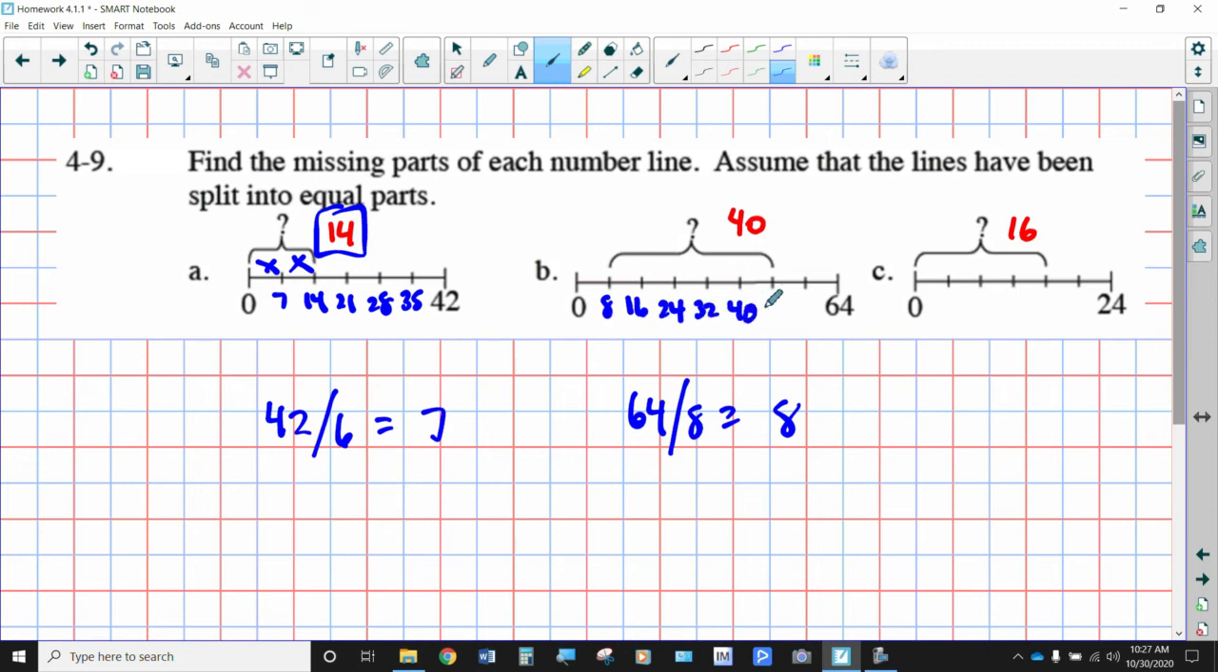32, 40, and then 48. And they think, oh, this stops here, so my answer is 48. But no, we're taking this 8, this 8, this 8, this 8, and this 8. So 5 8s is 40.